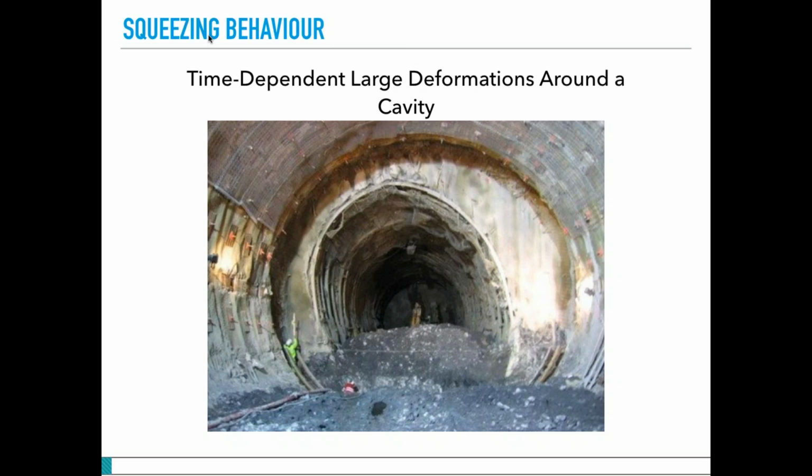One of the concerns in conventional tunneling is squeezing, defined by the International Society of Rock Mechanics as a time-dependent large deformation occurring around a cavity, which is a tunnel in our case. The consequence of this high unsymmetrical deformation is overstressing of the tunnel lining, and it may lead to failure and damage the safety of the tunnel.